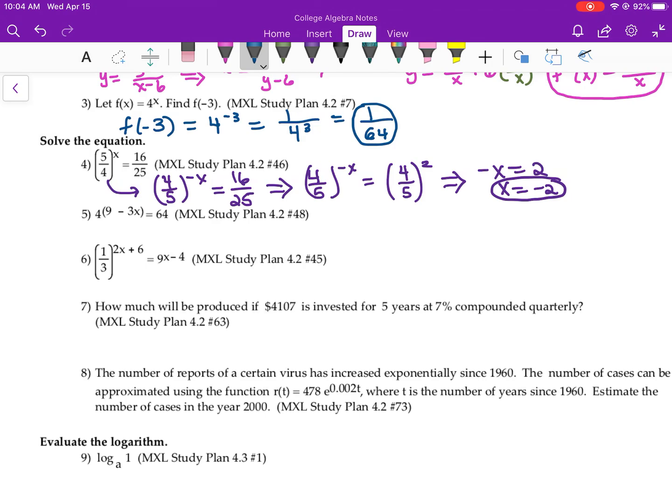On number 5, 4 and 64 have a common base of 4. Four to the third power is 64. From there, I'm going to drop my bases and then solve for x.